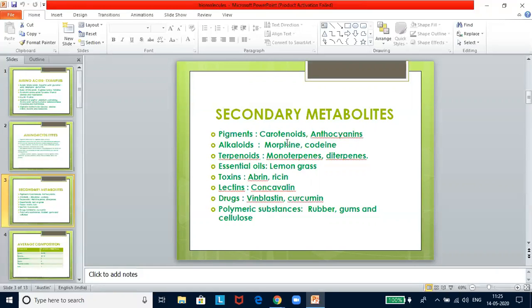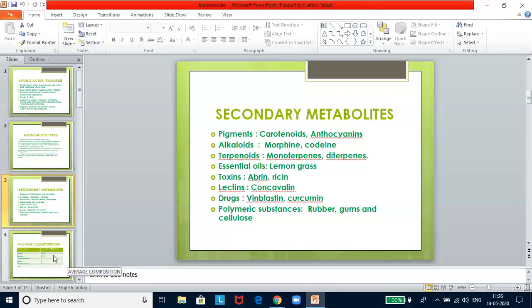Pigments: carotenoids and anthocyanins. Alkaloids: morphine and codeine. Terpenoids: monoterpenes and diterpenes. Essential oils: lemongrass. Toxins: abrin and ricin. Lectins: concanavalin. Drugs: vinblastine and curcumin. Actually, vinblastine and curcumin are also alkaloids. Polymeric substances: rubber, gum, and cellulose. This will be available in your textbook as a table, but generally we tend to overlook it, but you will be having questions from that.